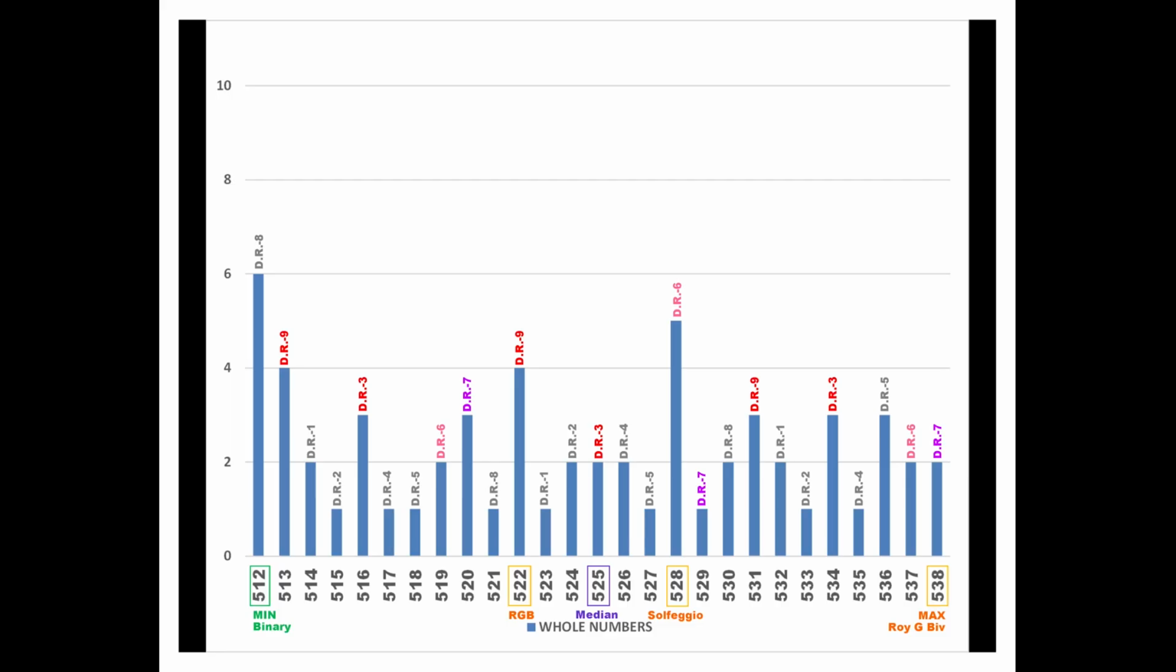And if we do that for all those values, here's what we come out with, a chart. 512 is the winner. You get 6 whole values when you tune C to 512.